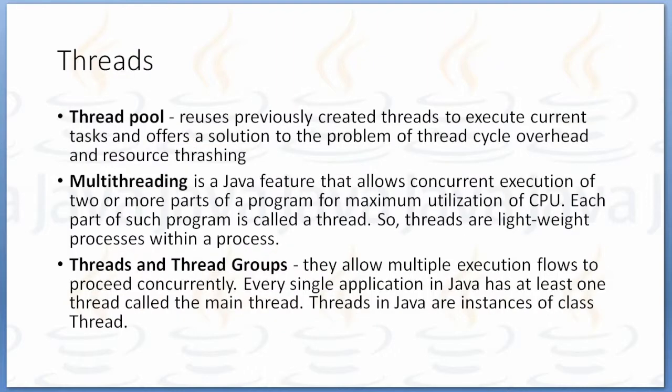Threads. Thread pool reuses previously created threads to execute current tasks and offers a solution to the problem of thread life cycle overhead and resource thrashing. Multi-threading is a Java feature that allows concurrent execution of two or more parts of a program for maximum utilization of CPU. Each part of such a program is called a thread. So threads are lightweight processes within a process. Thread and thread groups allow multiple execution flows to proceed concurrently. Every single application in Java has at least one thread called the main thread. Threads in Java are instances of the class Thread.